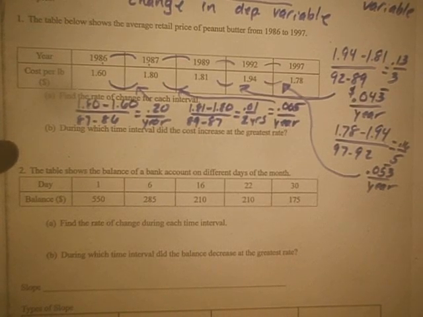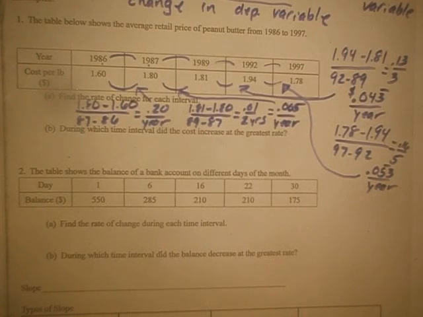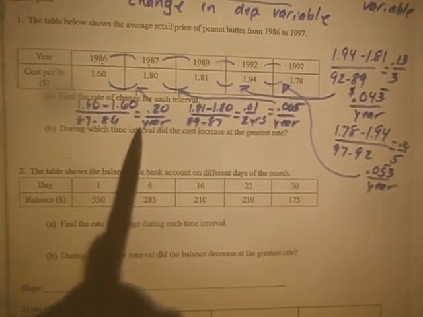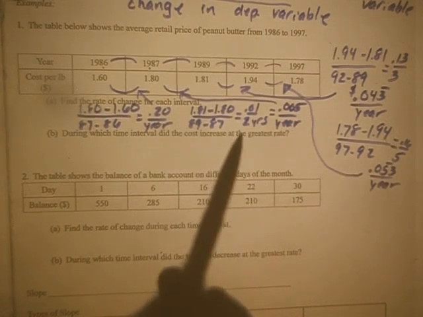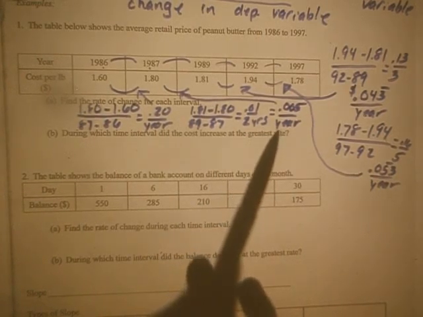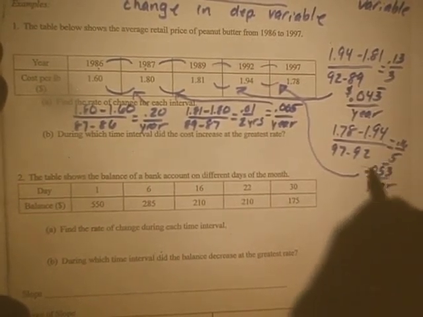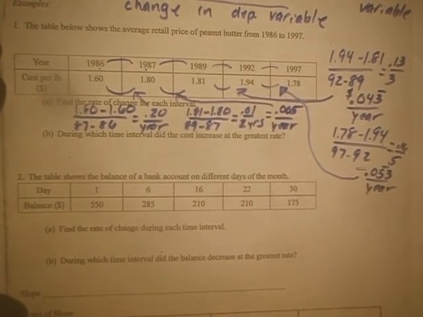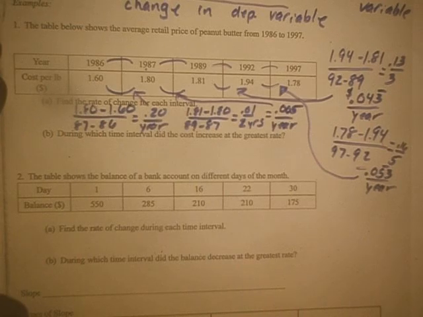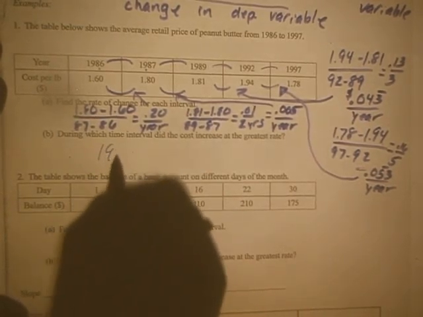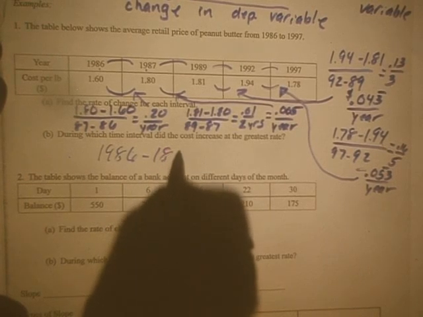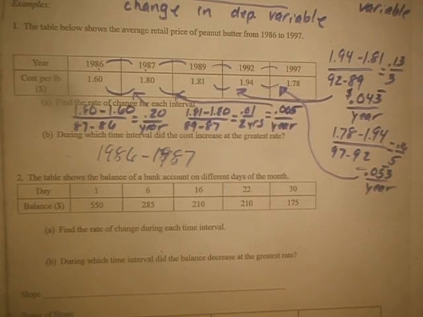Now part B says, during which time interval did the cost increase the greatest amount? Well, this was 20 cents per year. This was half a cent per year. This was 4.3 cents per year. And this one is actually negative. It went down. So the time interval when the cost increase was the greatest was between 1986 and 1987, when the cost went up 20 cents per year.